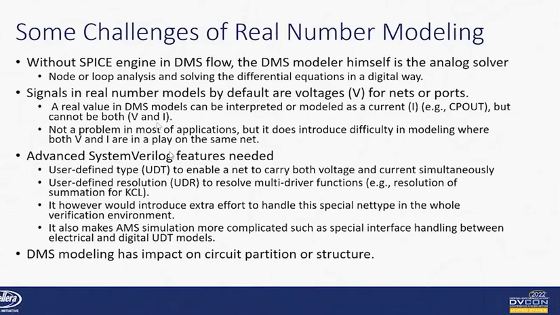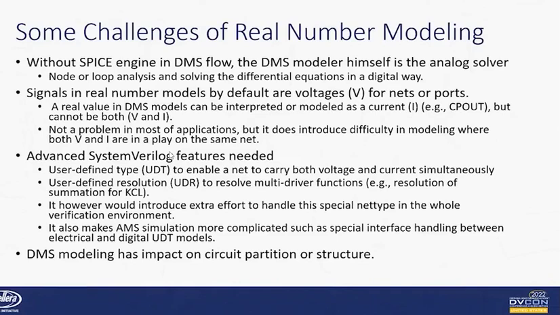And the signals in real number models by default are voltages for nets or ports, right? That means a real value in DMS models, even though we can interpret it as a current, but we cannot have both. We cannot have both voltage and currents. This probably is not a problem in most of the applications, but it does introduce some difficulties in modeling, say, in the situation where both voltage and the currents are in play on the same net.